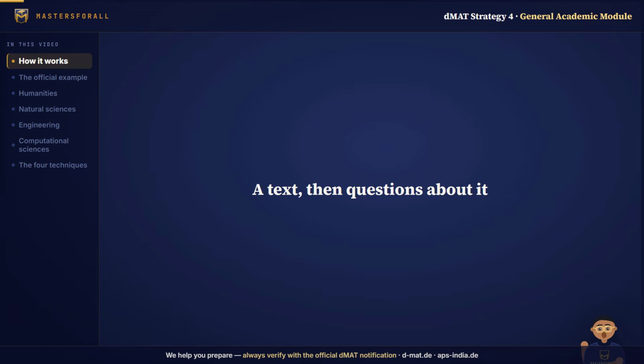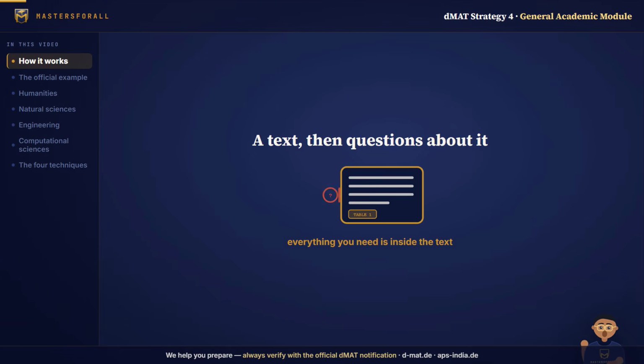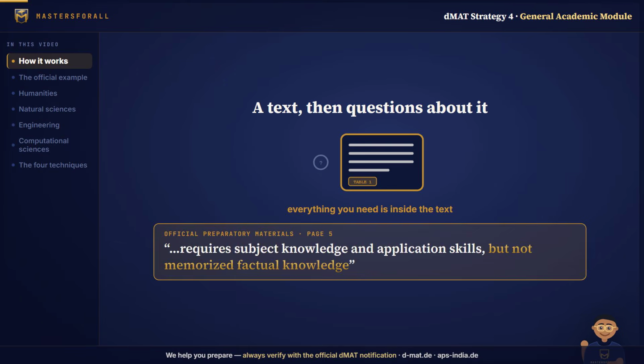What is in front of you is a text, a real one from a textbook or a report, and then questions about it. Now, the sentence people get wrong. You will hear that this is not a knowledge test. That is not quite what the official document says. Page 5. It requires quoting, subject knowledge, and application skills, but not memorized factual knowledge. So you need to think like a graduate in a technical field. You do not need to have remembered anything. Every constant, formula and definition a question depends on is printed in the text.